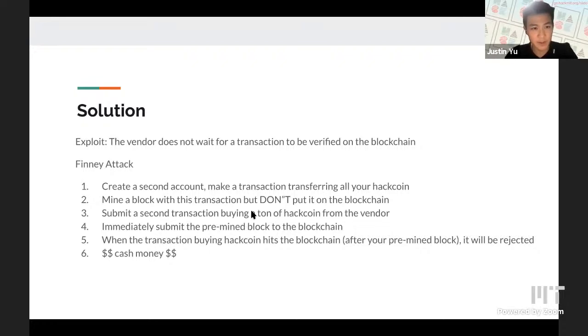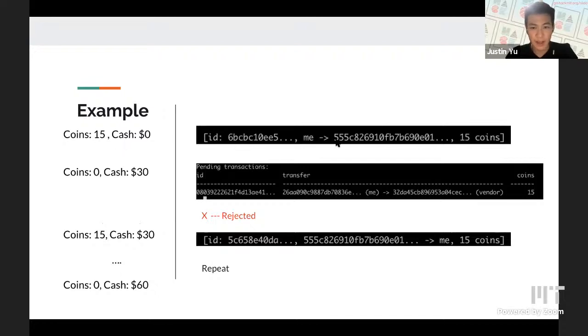So that was a little confusing, but I have an example. Say I have this dummy account. The dummy account's name is 55C82, whatever. And I have 15 coins. I transfer all 15 of my coins to this dummy account in this transaction, but I don't put this on the blockchain yet. Then I submit a transaction where I sell my 15 coins to the vendor. Right after that, I immediately put this transaction to my dummy account on the blockchain, and this pending transaction gets rejected. But what I end up with is 15 coins and $30 in cash.